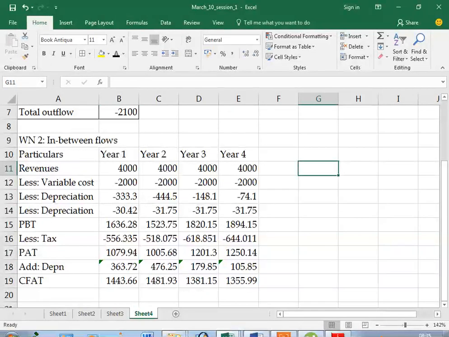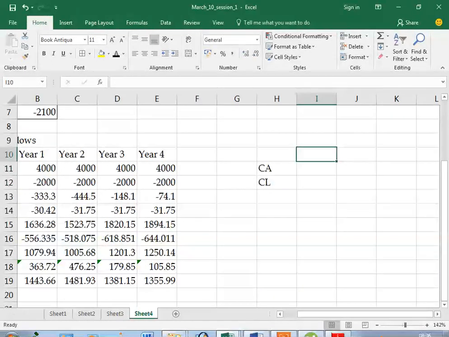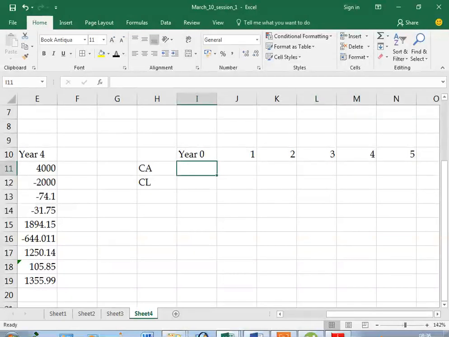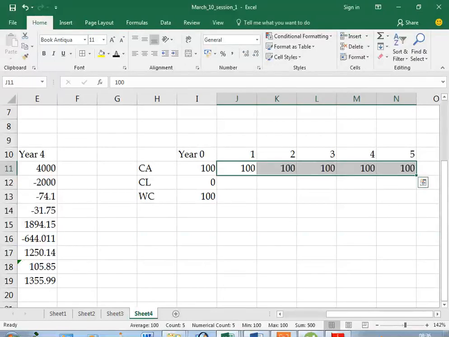I'm preparing a balance sheet on day 0. I'm focusing only on current asset and current liability. So on day 0, year 0, 1, 2, 3, 4, 5. Let me keep it at 5 years. Year 0, my current asset is 100 lakh of cash. Current liability is nothing. My working capital is, they have not mentioned anything about cash, so I assume cash continues to be 100.